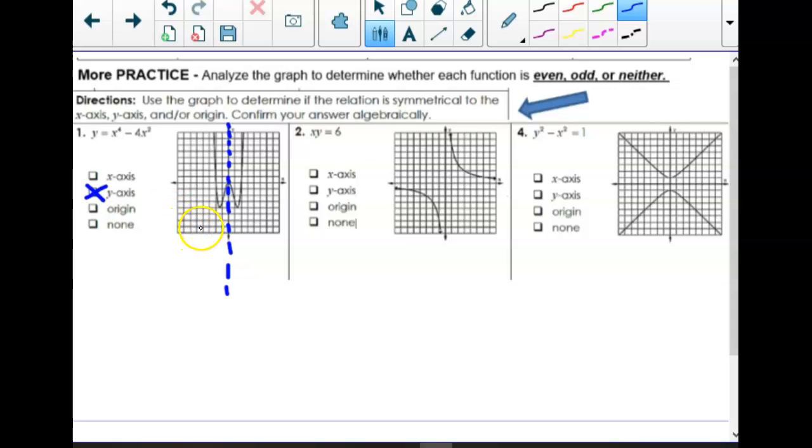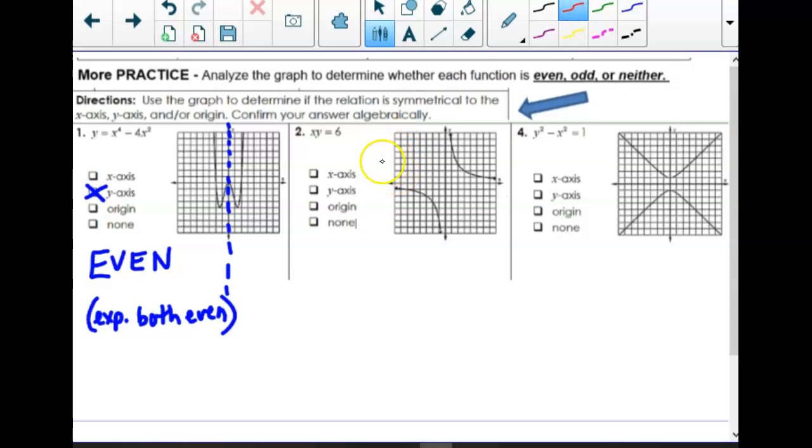Everybody understand that? The left half would exactly match up with the right half. So y-axis symmetry is called an even function. What do you notice about the exponent powers on this question? Anybody? The exponents are both even. We're going to talk more about that as a hint, okay?